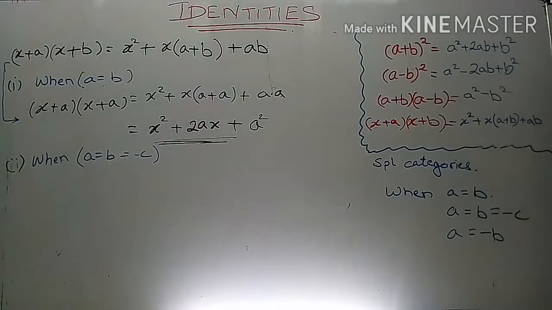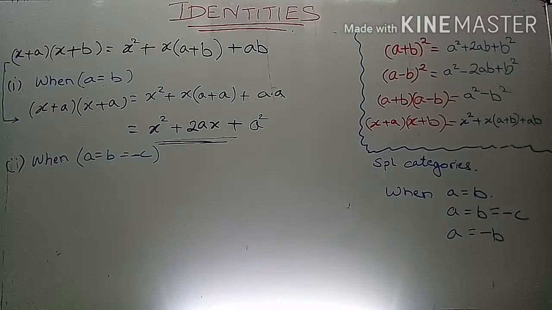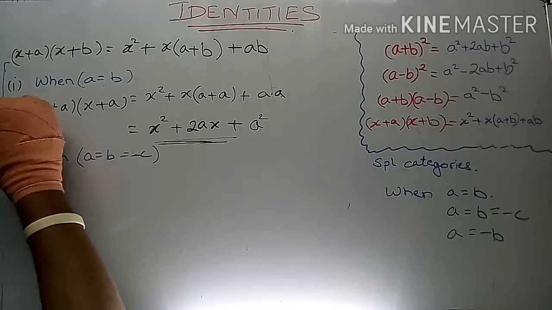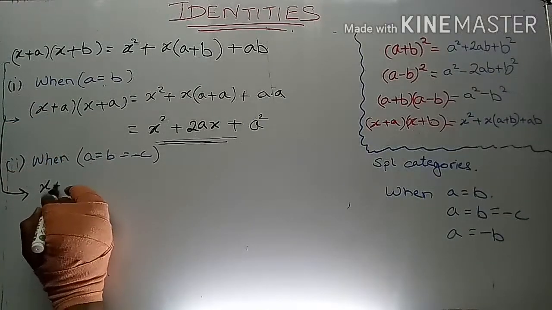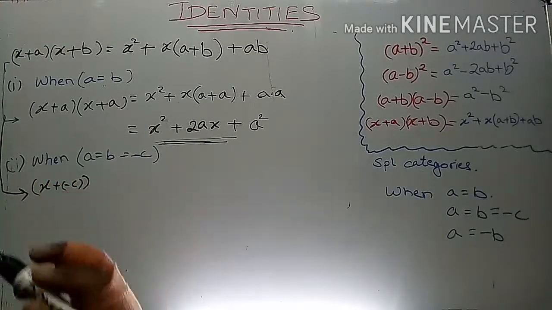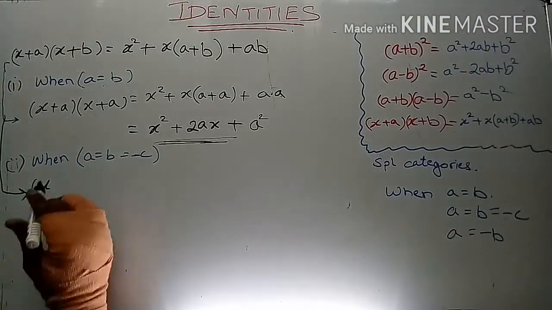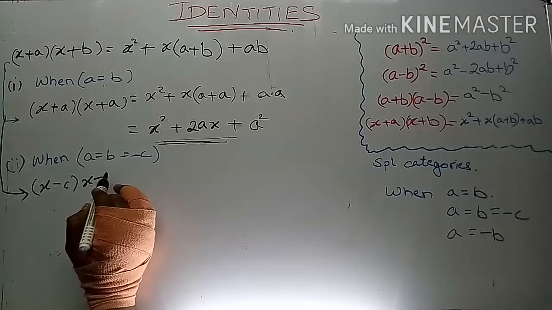Both the variables are substituted by minus c. So this is minus c. Now here there is a slight twist when you substitute it in this formula. This formula becomes x plus minus c, and this plus minus becomes minus, so I'm writing it directly over here: x minus c into x minus c.